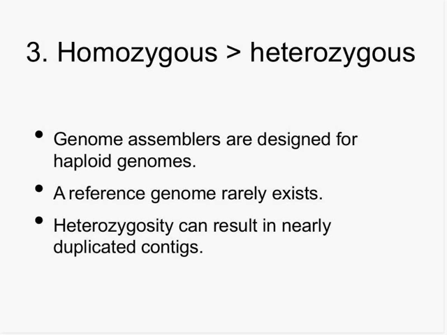So anything you could do to make your sequences more homozygous would be a good thing. Heterozygosity can lead to splits where you have two sequences instead of one. And you can sort of find those things sometimes later on. We can talk about that later on. But know that this is an issue.